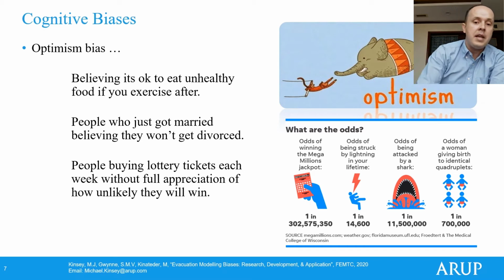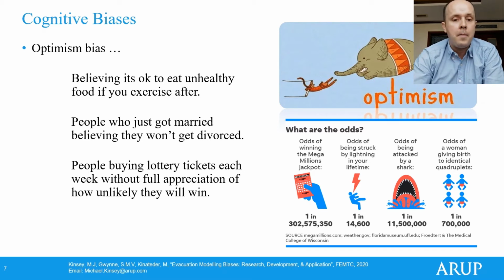People who just got married believing they won't get divorced. They've done surveys of newly married couples, and about 90+% of them said they don't think they're going to get divorced, when the reality is, in the Western world, about 1 in 2 marriages end in divorce.